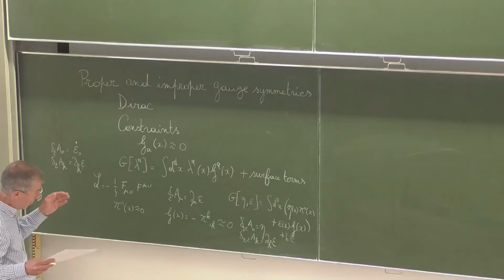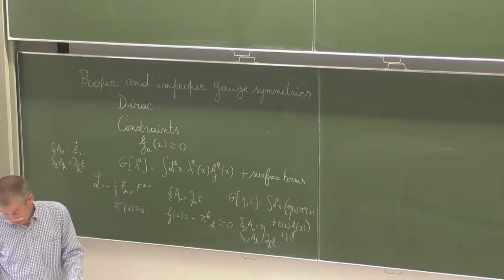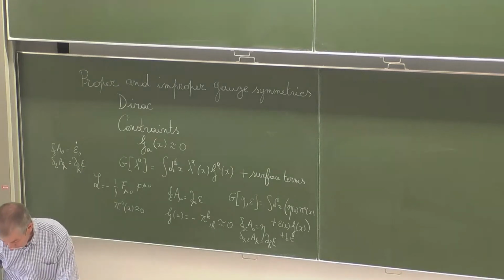But if you want to see whether a surface term is zero or not zero, you have to say something more, which depends on the boundary conditions. And with this, I will illustrate later.